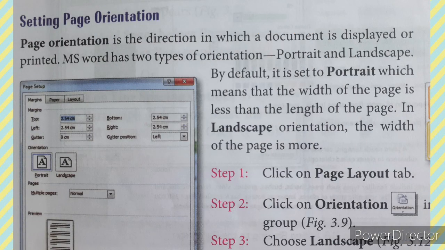Setting page orientation. Page orientation is the direction in which a document is displayed or printed. MS Word has two types of orientation, portrait and landscape. By default, it is set to portrait, which means that the width of the page is less than the length of the page. In landscape orientation, the width of the page is more.